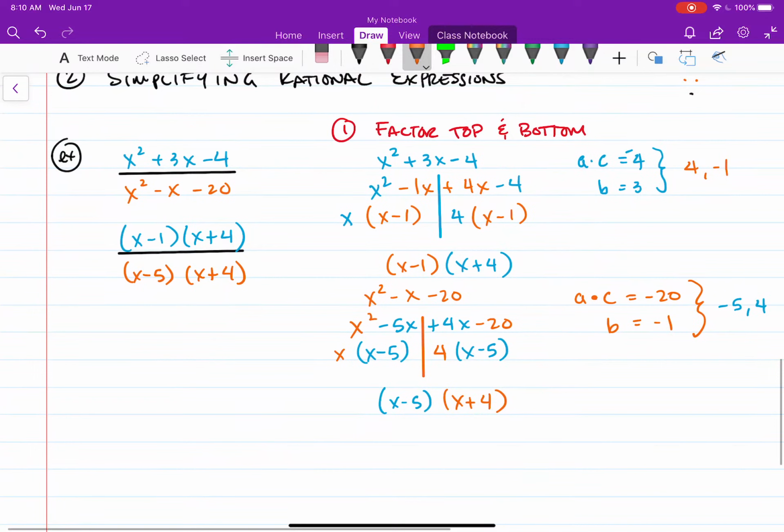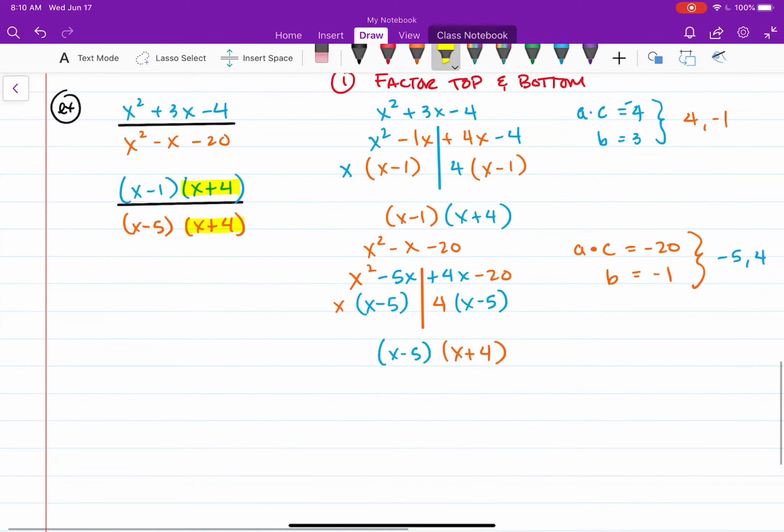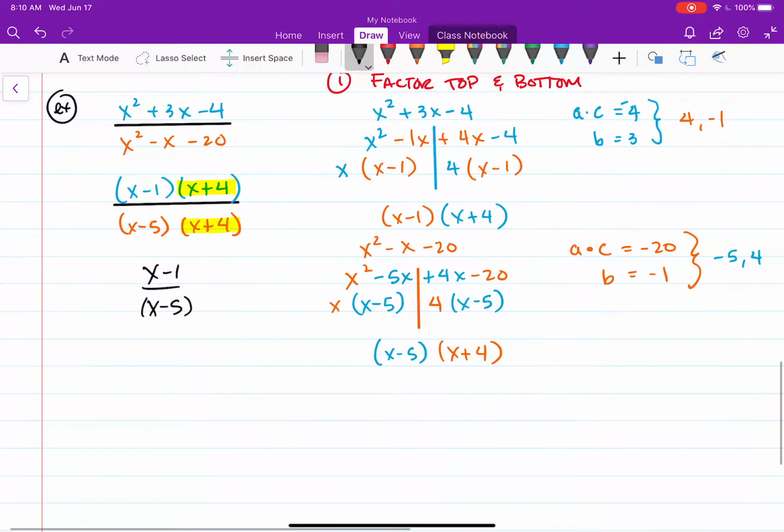So from there, what I can do is reduce. Okay? So notice that x plus 4 and x plus 4 is in common. And x plus 4 divided by x plus 4 is going to equal 1. Okay? So if that's going to equal 1, I can basically cancel those out. So I'm left with x minus 1 over x minus 5. And that would be my answer.